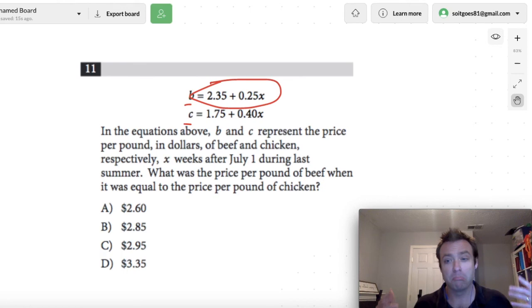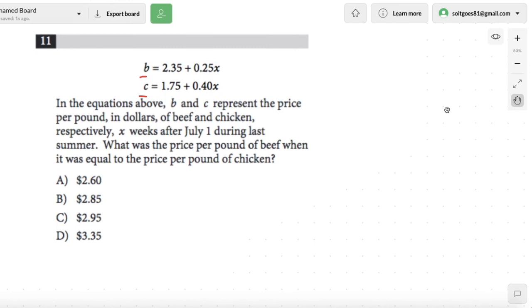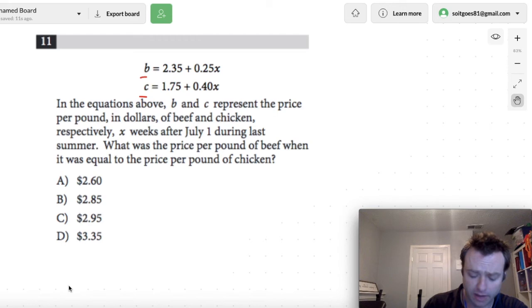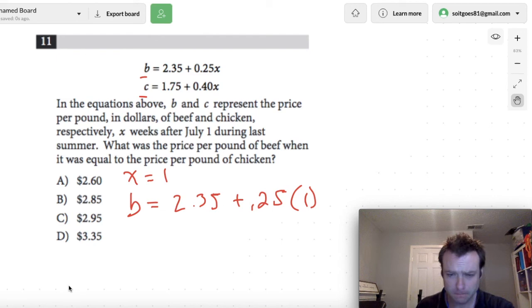Right, and that's just thinking about this logically and in concrete terms. Okay, so let me plug these in. I'm going to test when x is 1 in these equations. So we're going to find the beef value here. So b is 235 plus 0.25 times 1. What is the beef value when x is 1, by the way?